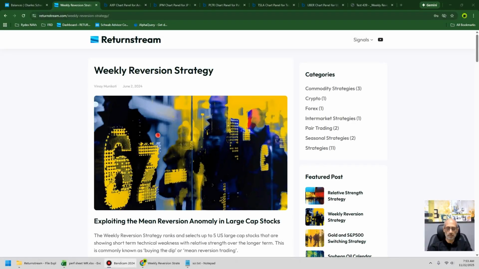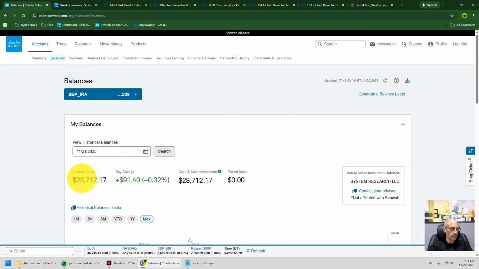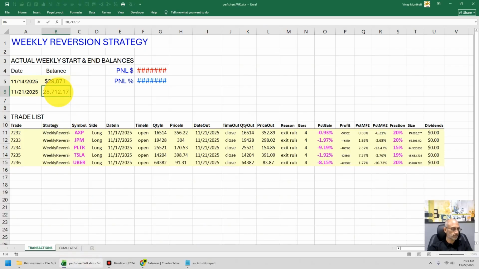This is the performance summary for the weekly reversion strategy for the week ending November 21st. Let's begin by inputting the current balance. So last week I lost a little over $1,000 in the account, which is a percentage loss of 3.9%.